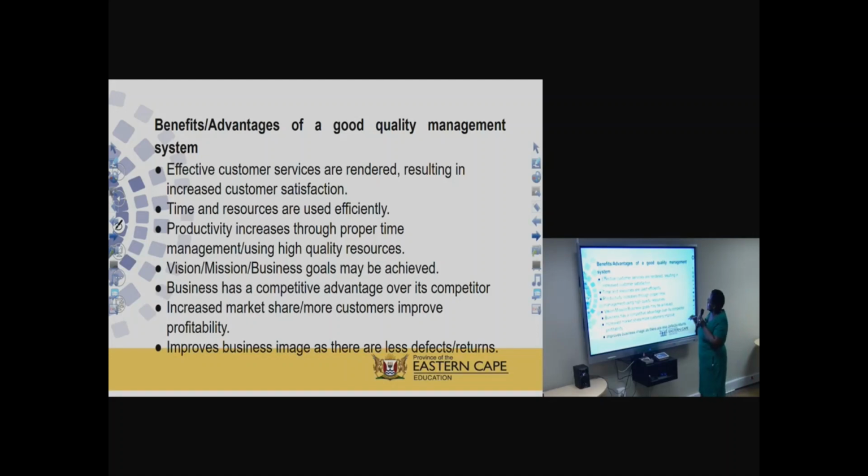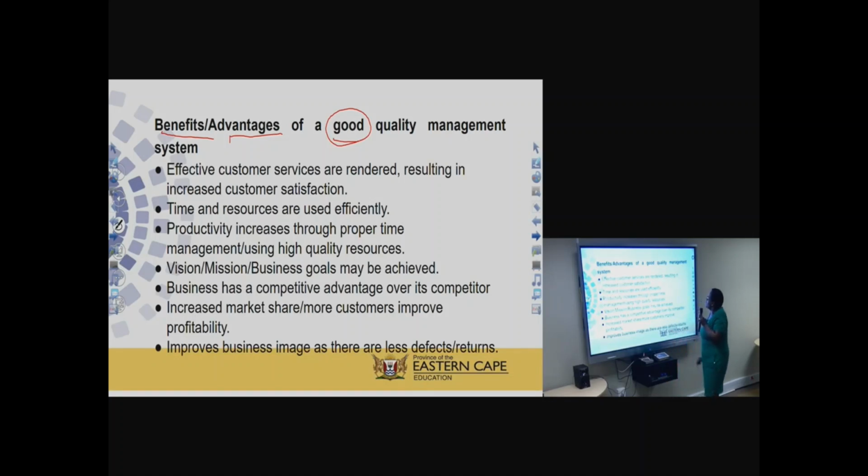So, the benefits that you get when you have good quality management systems. Remember, you may have quality management systems that are not good, but if your systems are in place and they are working for the business, it means you will get benefits. Benefits are advantages. So learners, don't be confused: benefits and advantages are the same thing. Some questions will say benefits, others will ask for advantages. It is the same thing.